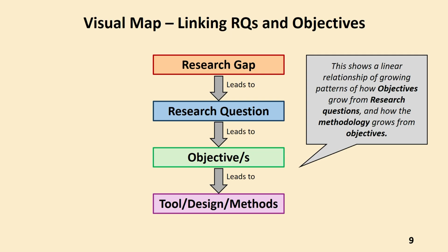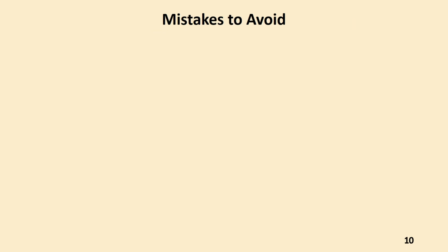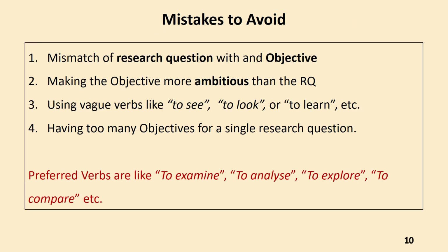Here every component is dependent on the component before it. Objectives emerge from research question. Research question emerges from research gap. Mistakes to avoid: mismatch of research question with the objective.